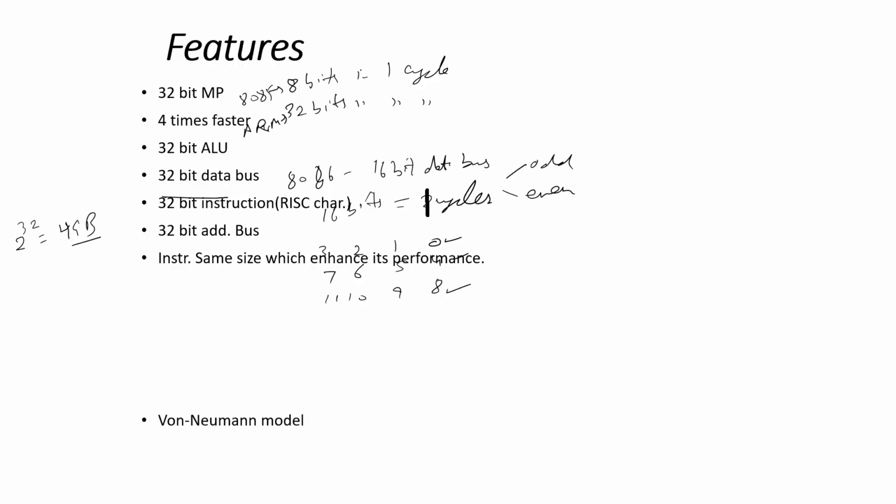Next feature is it follows the principle of the von Neumann model. Now there are two models of processor. First one is Harvard and second one is von Neumann. In von Neumann, only one memory exists which contains the programs as well as data. But in case of Harvard architecture, separate memory for programs and data exists. So in case of ARM processor, it follows the von Neumann model, in which there is a common memory for program as well as data.